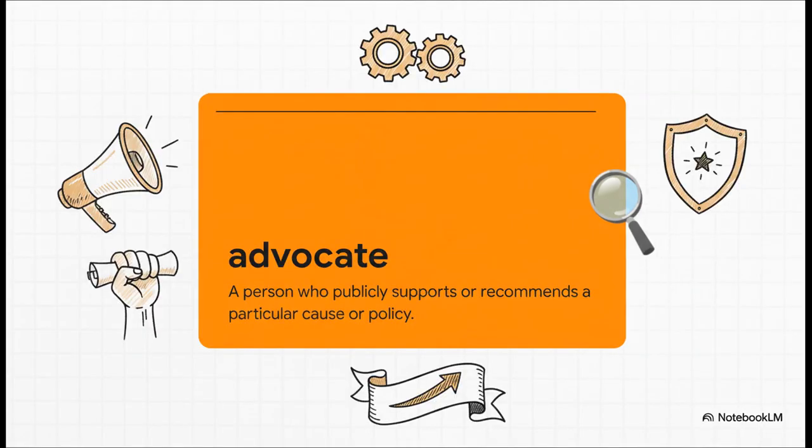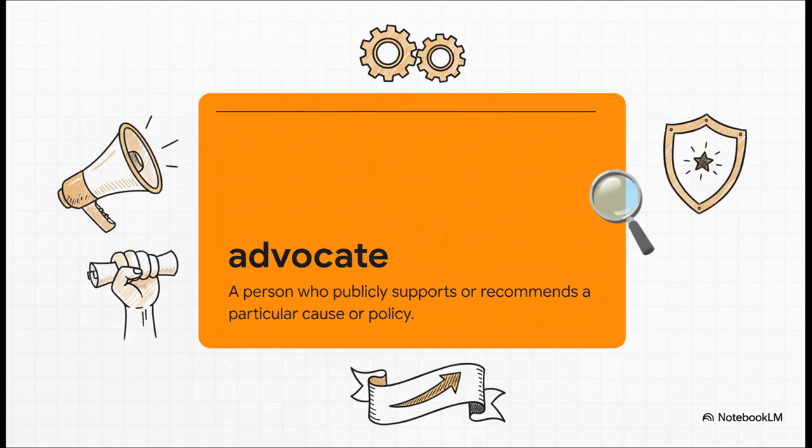Our next word, advocate, is a 2-for-1. It can be a noun or a verb. As a noun, an advocate is a person who publicly supports or fights for something, like he is a strong advocate for human rights. As a verb, to advocate means to do that supporting. He advocates for policy changes.